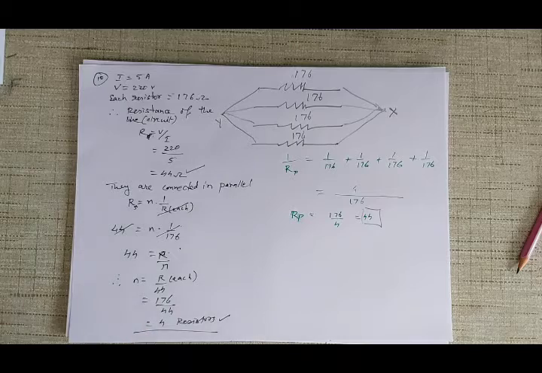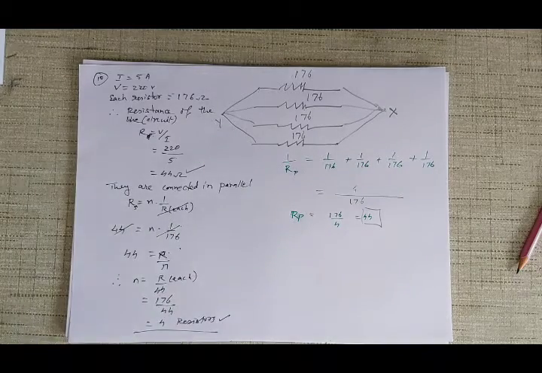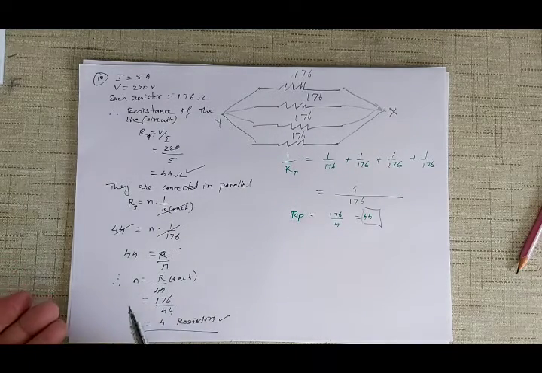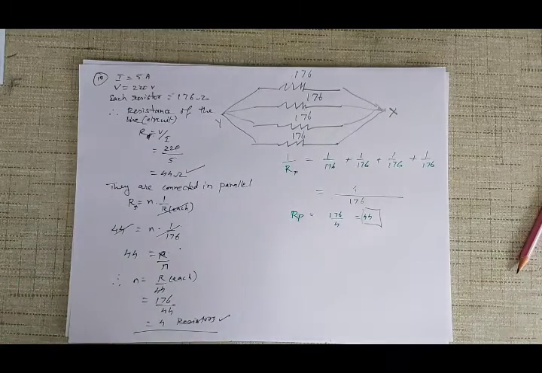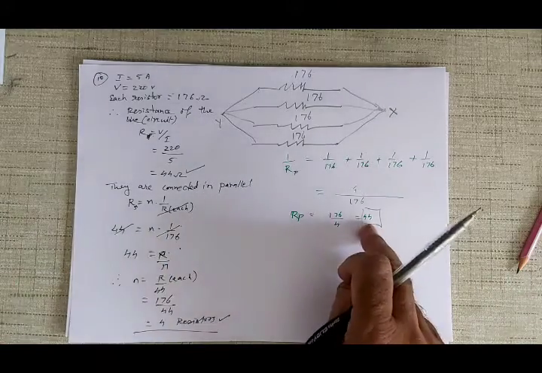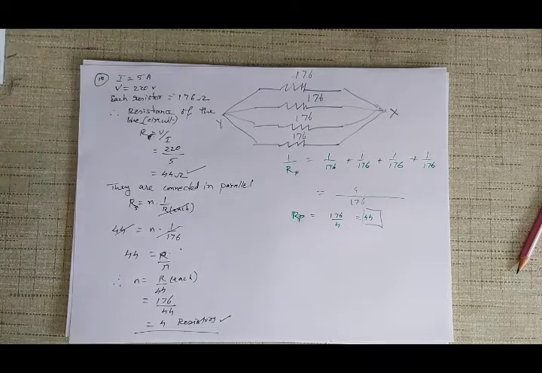So therefore, how many can we connect? Obviously the number that you can connect will be 176 upon 44. 176 upon 44 will give you exactly 4. So 4 resistors will be connected in parallel and you will get 44 equivalent resistance. There will be a current of 5 amperes and a potential difference of 220 volts.